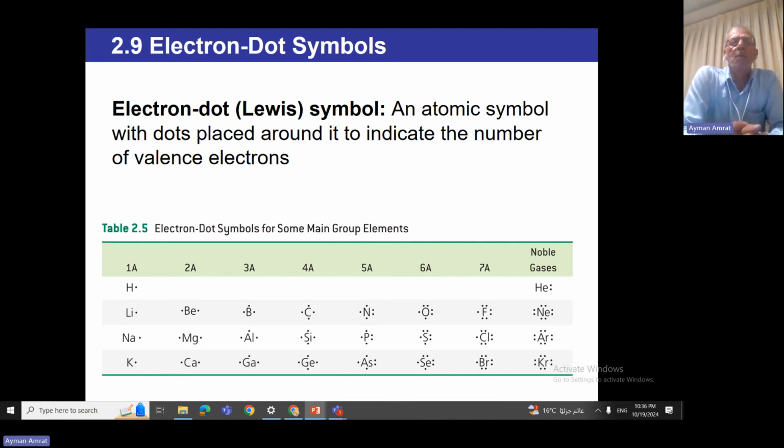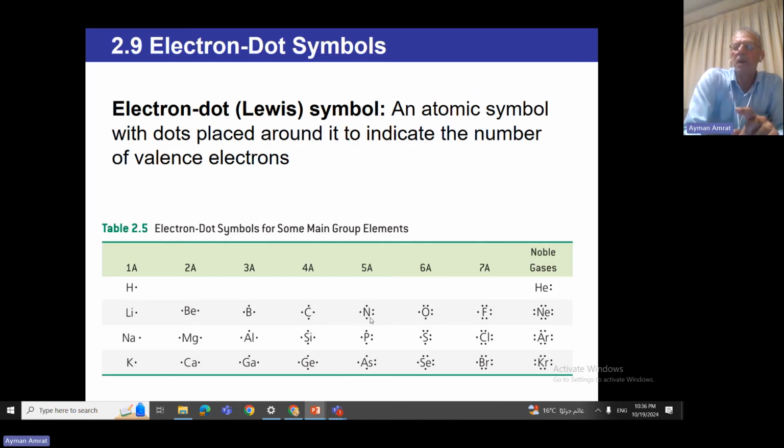Lewis is concerned with the valence electrons and represents them by dots. Each valence electron can be represented by a dot, an atomic symbol with dots placed around it to indicate the number of valence electrons. Group 1A has just 1 electron. Group 2A, 2 electrons, represented by 2 dots. Group 3A, 3 electrons, and so on. Group 4A, 4 electrons, carbon and silicon with 4 dots.